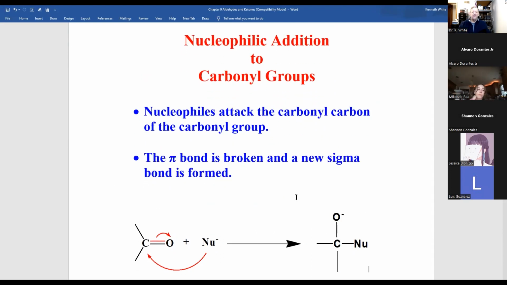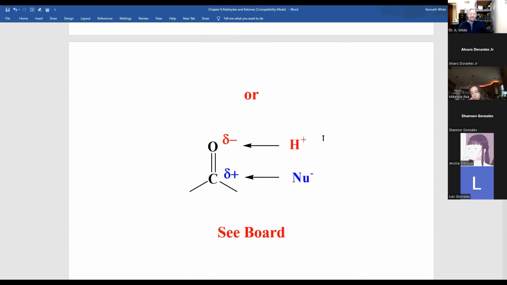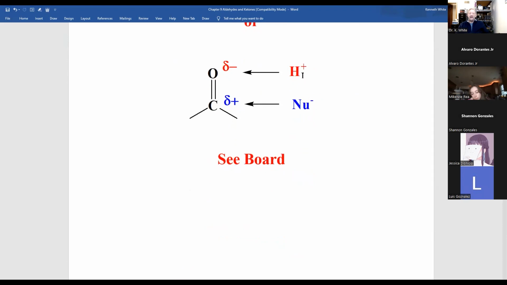Anyways, when you have a nucleophilic attack, it attacks the carbonyl carbon. If Nu minus, the nucleophile, attacks that, the electrons from the pi bond go to the oxygen. That's one way of doing it. And then you could also think of it this way. If you had a nucleophile that's H plus Nu minus, and I'm not going to put anything on the board, the nucleophile will attack the carbonyl carbon, and the hydrogen, H plus, will go to the oxygen, and you break the pi bond.